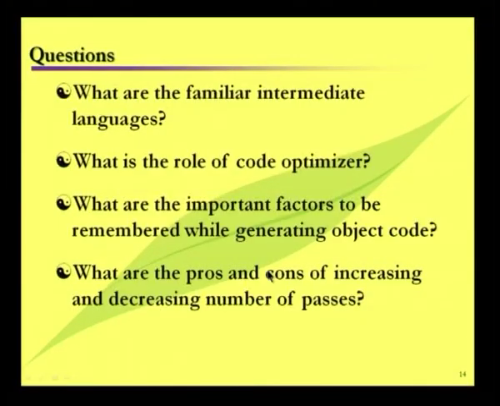So the questions are: what are the familiar intermediate languages? What is the role of the code optimizer? What are the important factors to be remembered while generating the object code? And what are the pros and cons of increasing or decreasing the number of passes? So that is about the various phases of compilation.